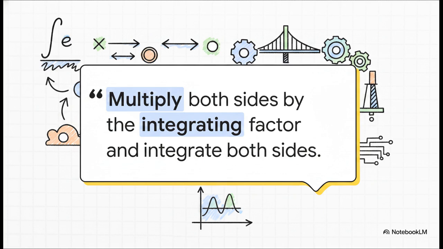Why do we do this? It's honestly brilliant. By multiplying both sides of our standard form equation by this one specific function, the entire left side magically collapses into the exact derivative of a product, your integrating factor times your dependent variable. It literally transforms a seemingly impossible calculus problem into a straightforward integration task on the right side.